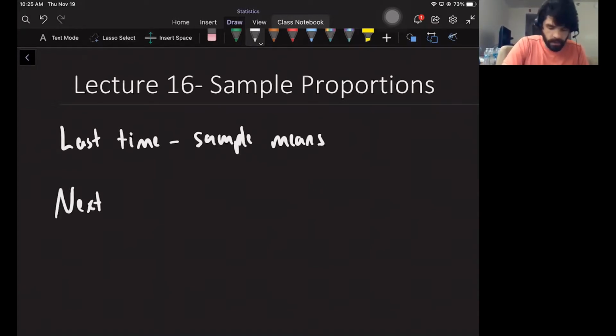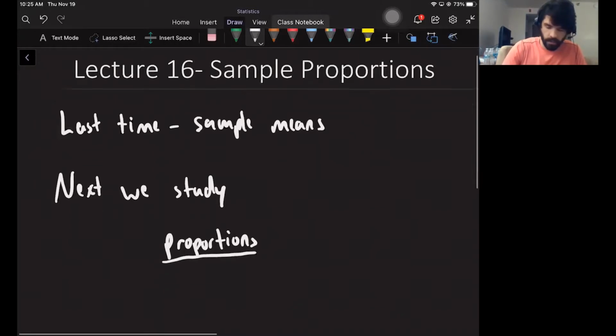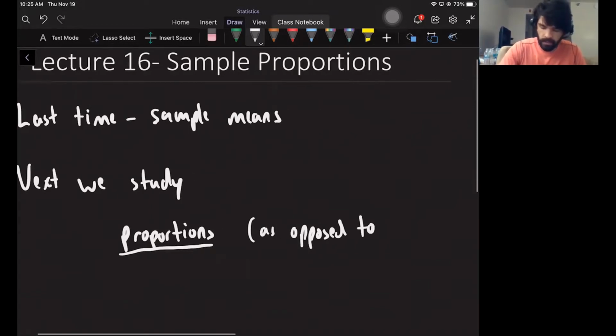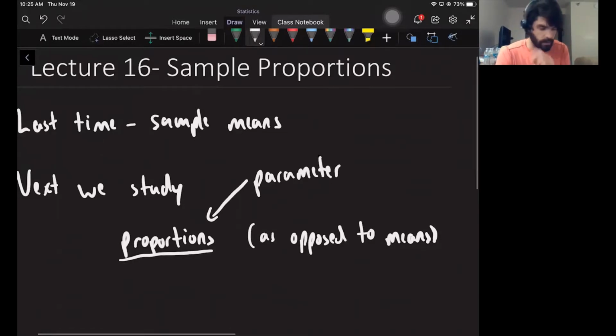So next we study proportions as opposed to means. I'll give you an example of a proportion in a second. But you should compare them to means because we're going to do the same stuff we did, but now for proportions. The idea is that this is going to be a new parameter, a new number associated to a population.